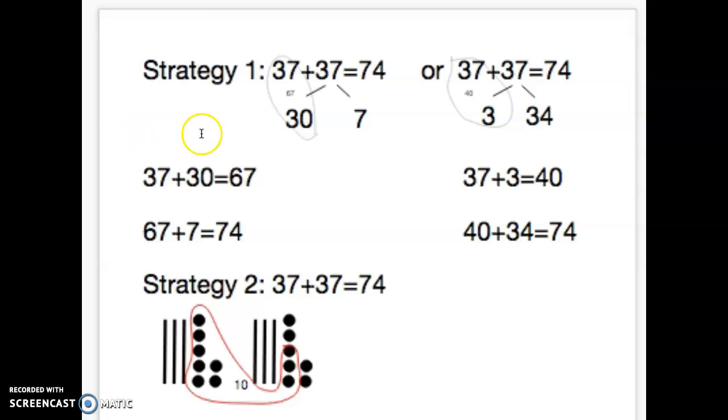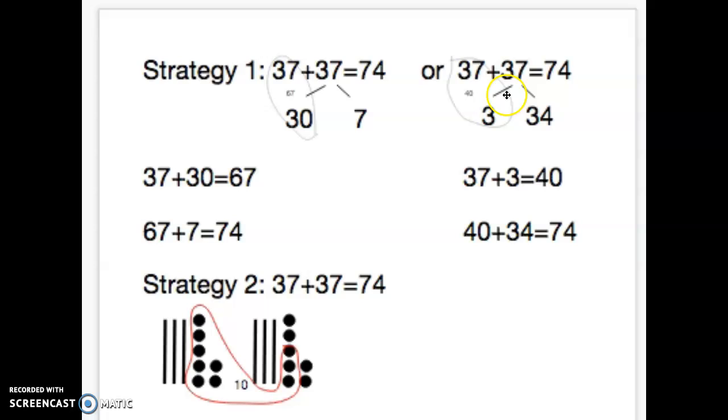37 plus 37. On this first number bond, I decomposed 37 down to 30 and 7. When I circle 37 plus 30, that gives me a total of 67. 7 ones plus 0 ones is 7, 3 tens plus 3 tens is 6, 67. 67 plus 7 equals 74.